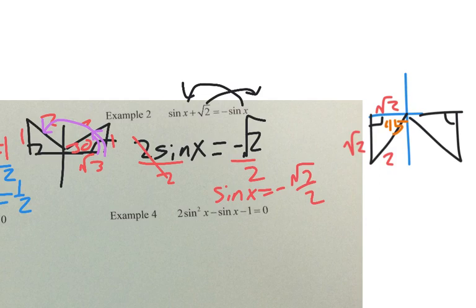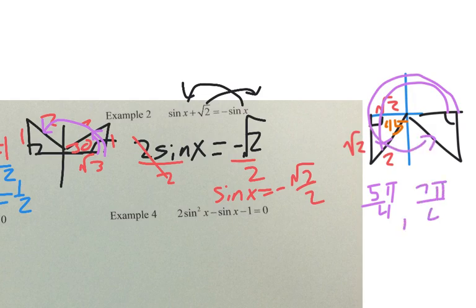45-degree reference angle. So then the question is, how much did I rotate to get a 45-degree reference angle in the third quadrant? 5 pi over 4. And how much did I rotate to get a 45-degree reference angle in the fourth quadrant? 7 pi over 4.